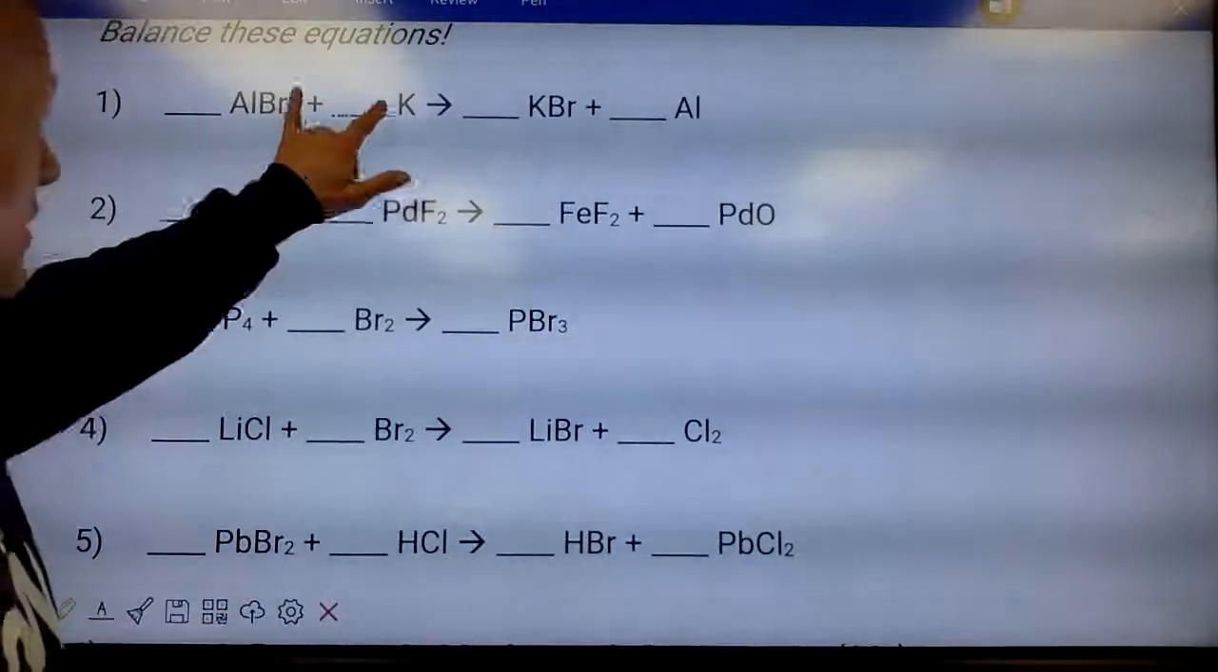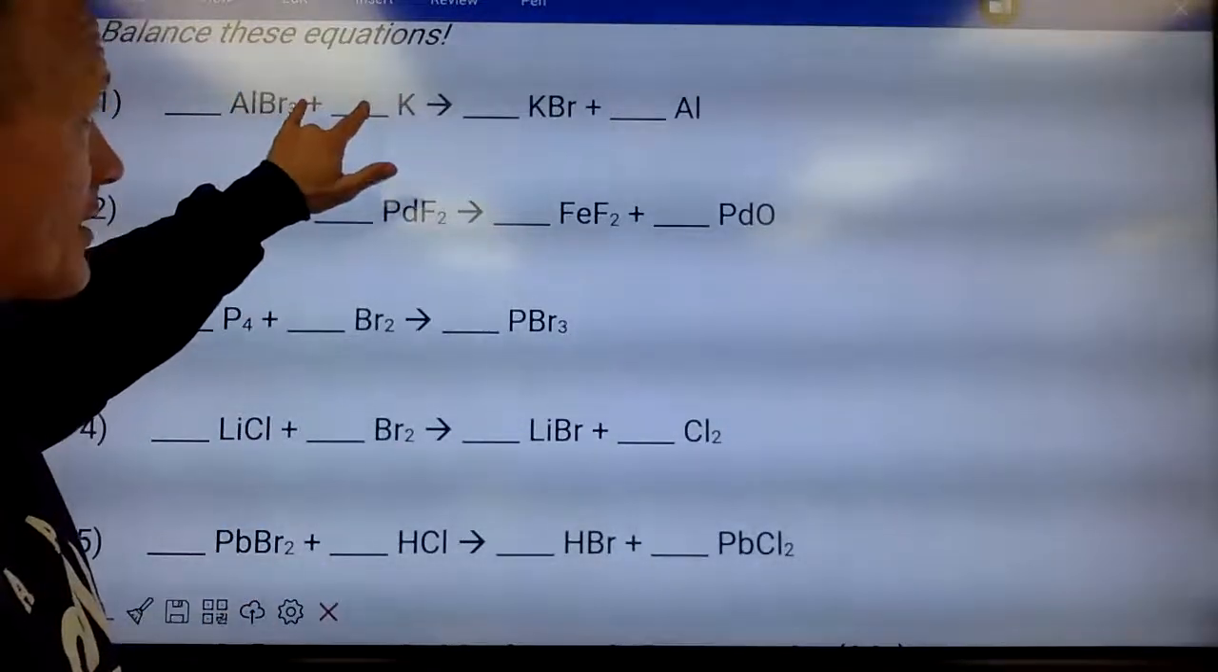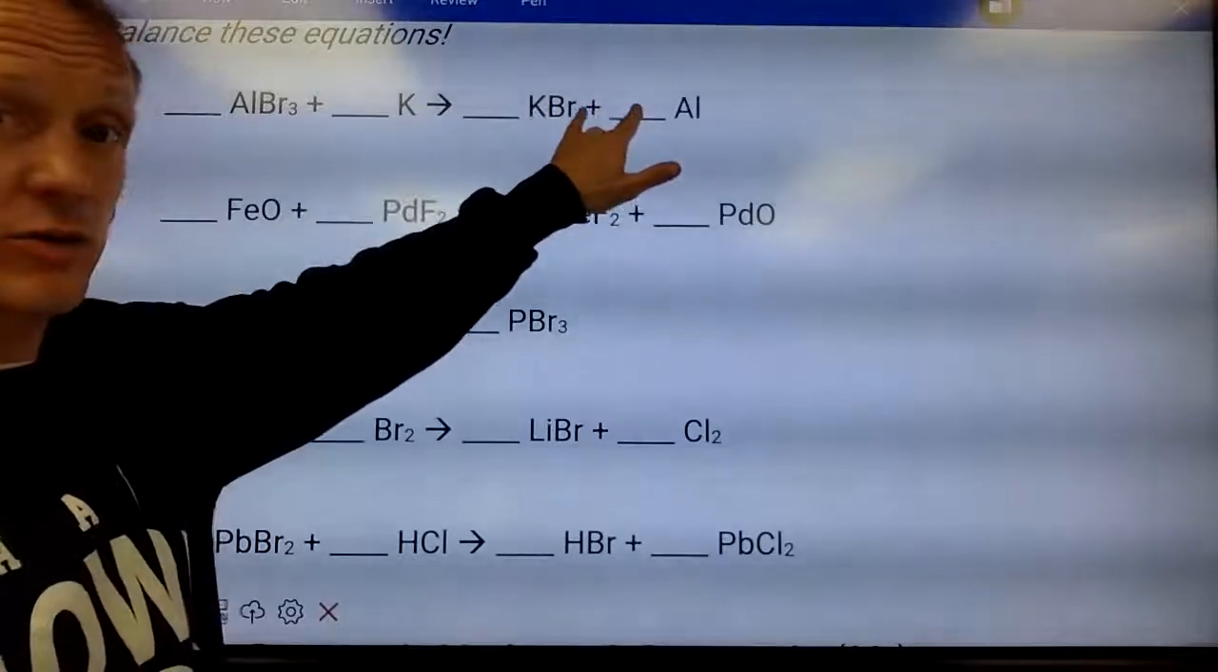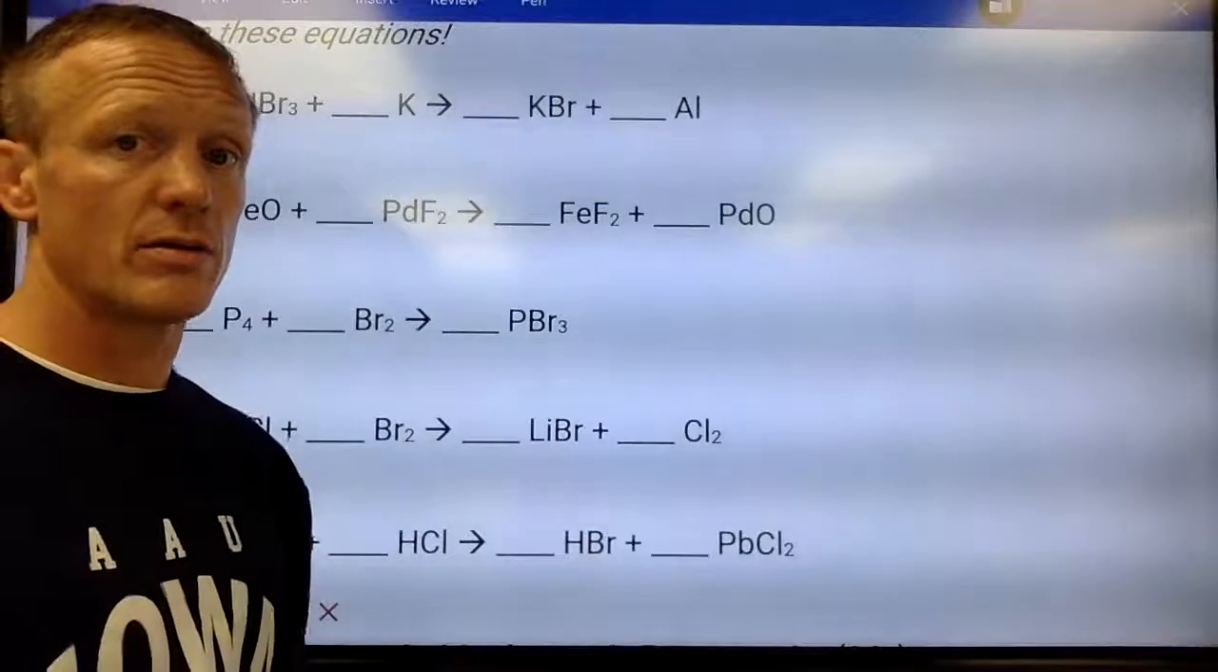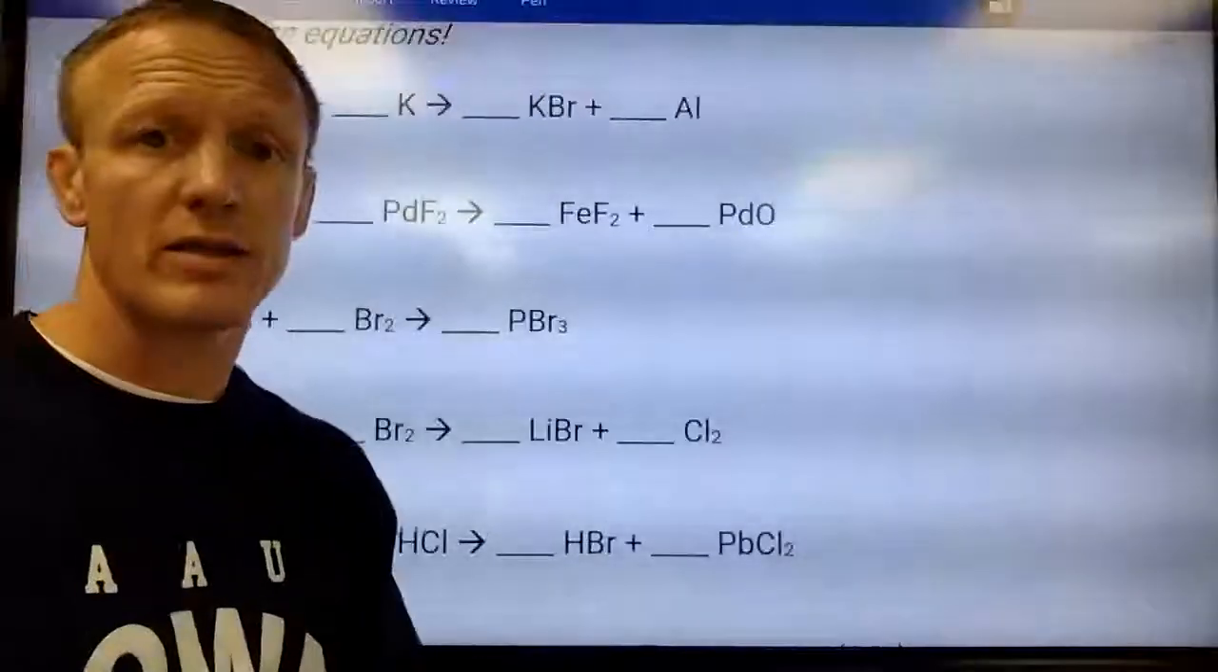Remember, things on the left-hand side of the arrow are the reactants. Things over here are the products, things produced in the reaction. And whatever atoms are over here, are going to be over here. We want them to be equal. So we're going to balance these out a little bit.